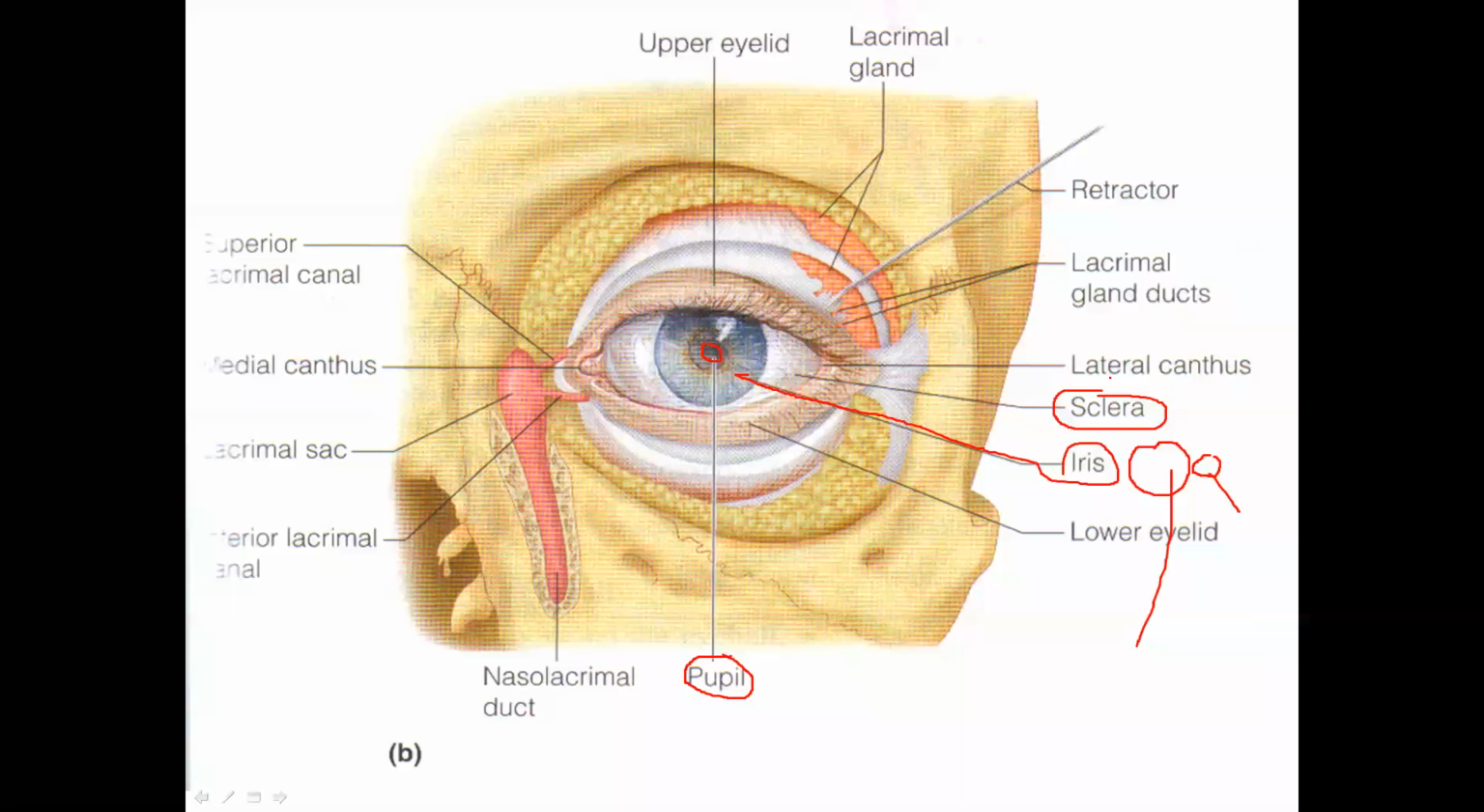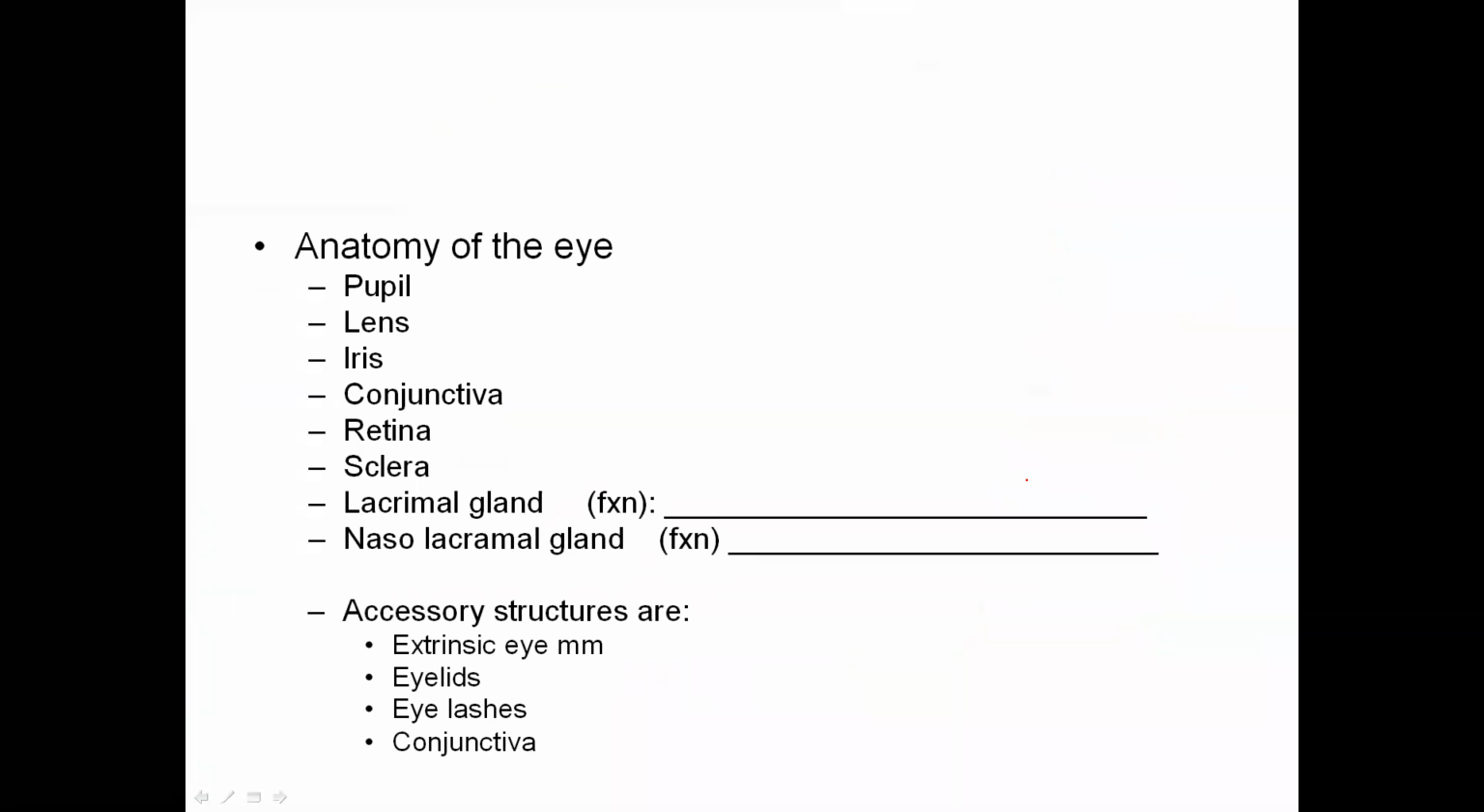And then up here are the lacrimal glands. Okay, the lacrimal glands and lacrimal ducts. In other words, these are what produce your tears. So the function of the lacrimal gland is to produce the tears.